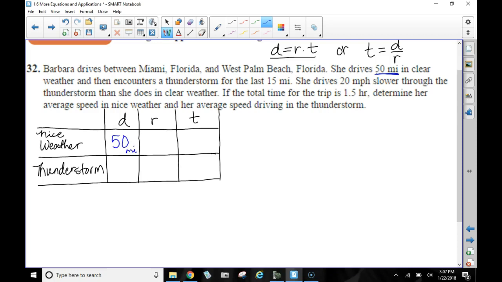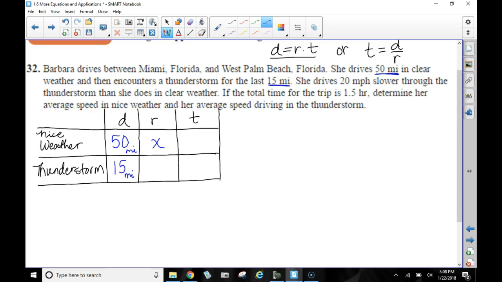And if you want to put the label miles there, you sure can. And then during the thunderstorm, she drove for 15 miles. That's her distance in the thunderstorm. Okay? Now, we do have a comparison between her rates. We also know the total time is an hour and a half. What we are looking for is what is her average speed in nice weather and her average speed driving in the thunderstorm. Well, if we let x, that's what we're looking for, is the rate or the speed.